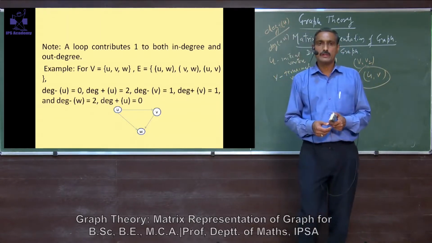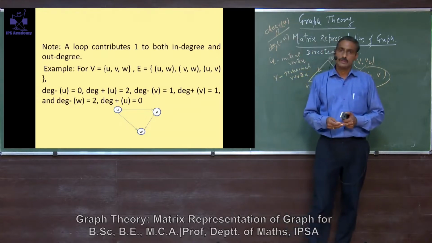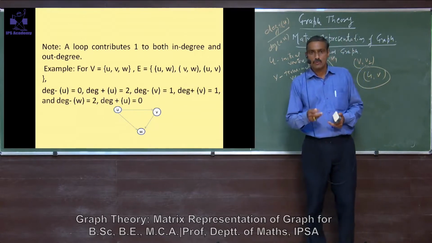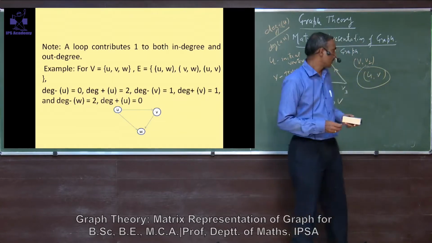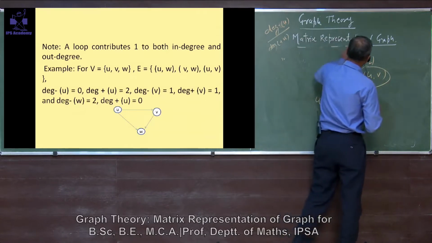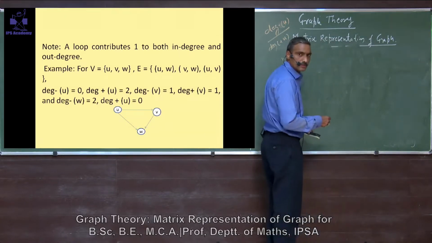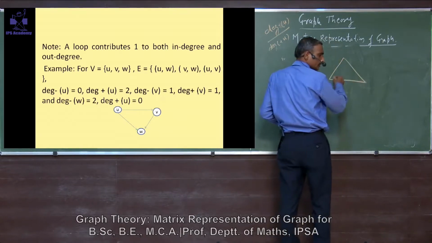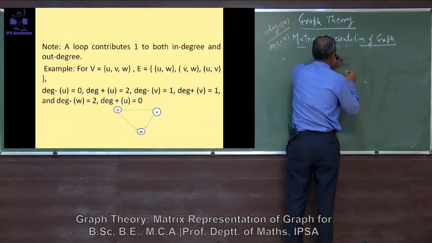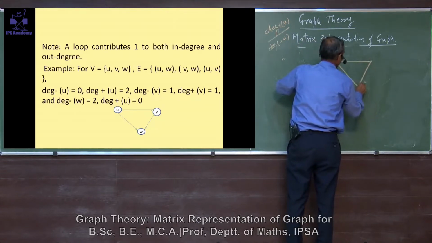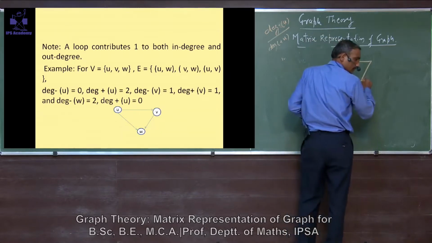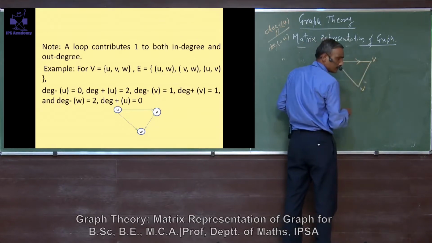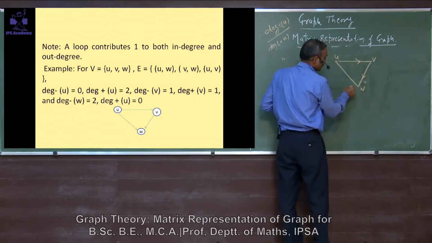We consider an example here. V has 3 vertices. The edges are u comma w, v comma w, u comma v. So what will be the in degree and out degree in this case? Suppose this is u, this is v, and this is w. The direction is this, the direction is this, and the direction is this.